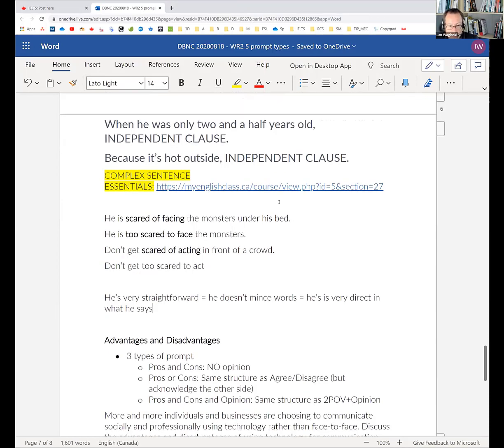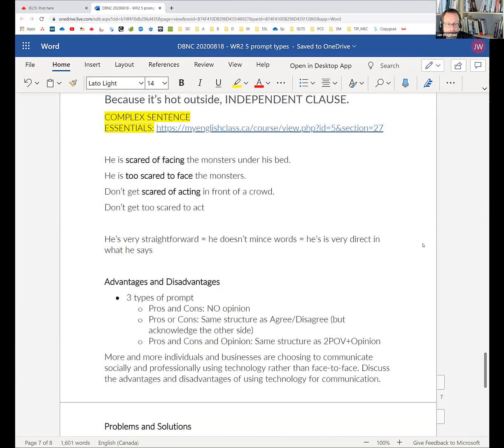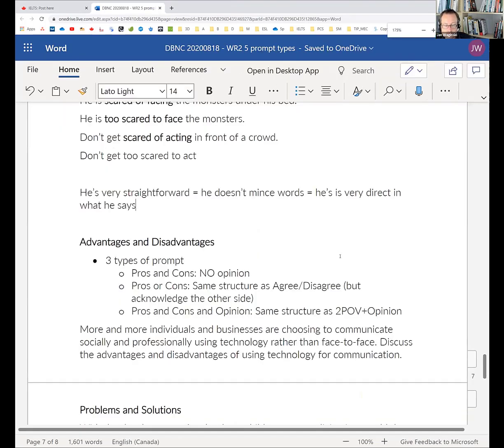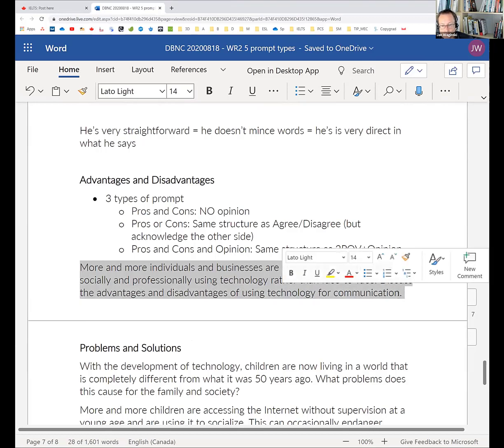So we're going to move on to advantages and disadvantages essays. And there's 3 kinds of prompts. We're only going to look at one today. For advantages and disadvantages, the prompt could be phrased 3 different ways. In this case, we've got: more and more individuals and businesses are choosing to communicate socially and professionally using technology rather than face-to-face. Discuss the advantages and disadvantages of using technology for communication.